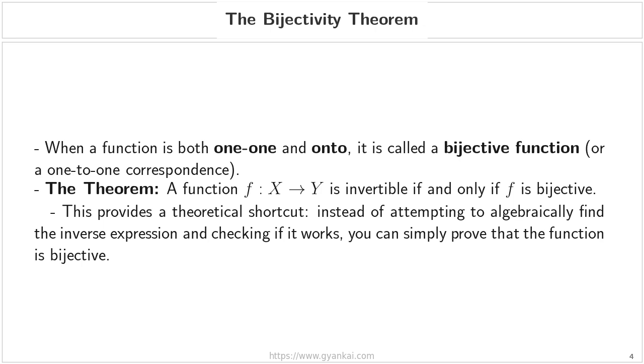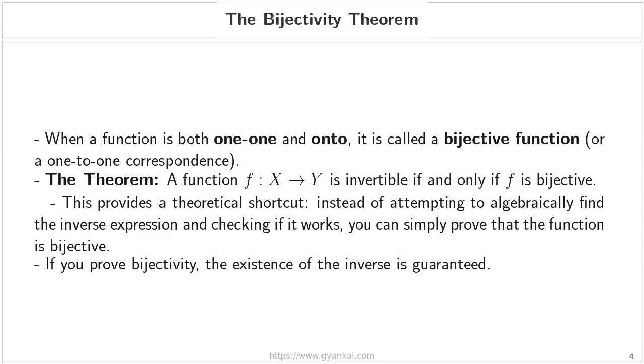Instead, you can simply prove that the function is bijective. By doing so, you eliminate the guesswork. If you can successfully prove bijectivity, the existence of the inverse function is mathematically guaranteed.